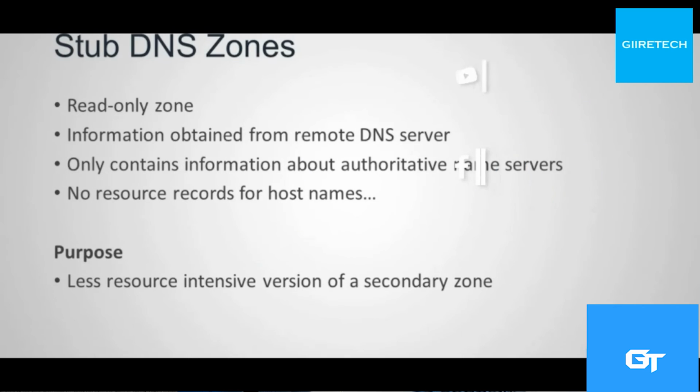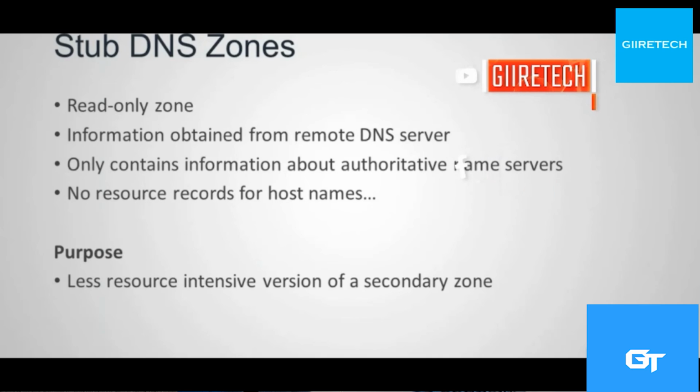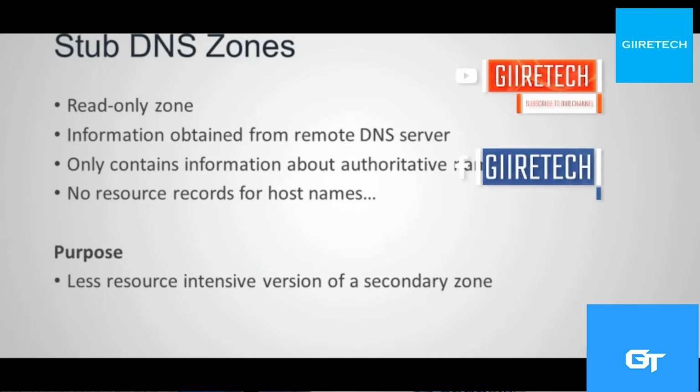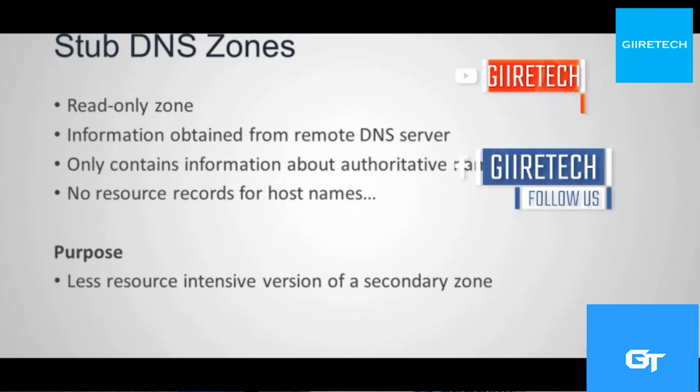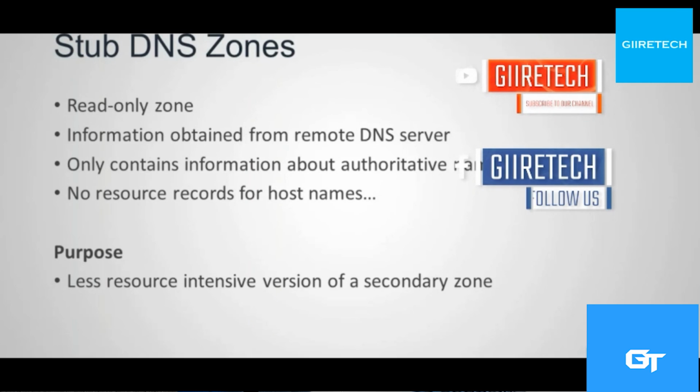So inside of a stub zone, you will not find resource records for computer names, but instead records for other DNS servers. The purpose of this zone is to allow hosts on one network to obtain information from a DNS server on another network without this DNS server needing to replicate all of the data inside the other DNS server. You can think of a stub zone as being a less resource-intensive version of a secondary zone.